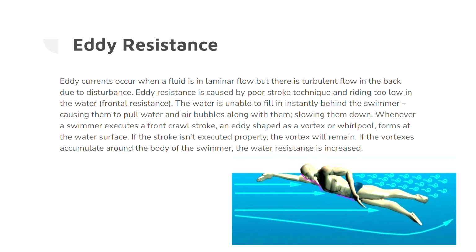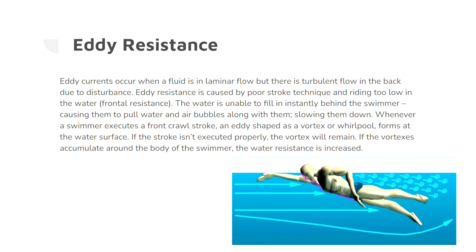So eddy resistance. As mentioned before, eddy currents occur when a fluid is in a laminar flow, but there's a turbulent flow in the back due to disturbance. This disturbance can be anything, but in swimming, it is caused by poor stroke technique and riding too low in the water. As talked about before, it's important to stay high in the water. Riding low causes lots of frontal resistance. The water is unable to fill in instantly behind the swimmer, and that causes them to pull water and air bubbles along with them, and that slows them down because it causes drag.